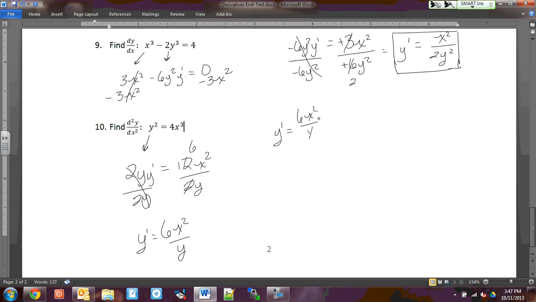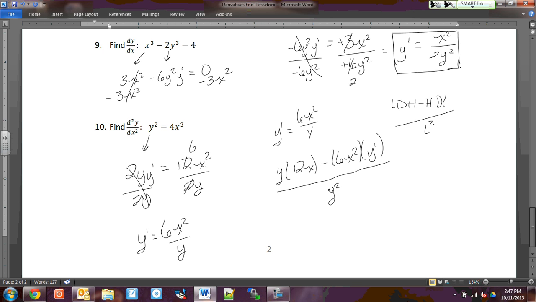So now we got to use quotient rule. So it's low d high minus high d low over low squared. So low is y. Derivative of high is 12x, minus high 6x squared times d low, which is y prime, over y squared. All right, now what you got to do is take this and substitute it in there. You know what, I'm going to rewrite this a little bit better as I go along.